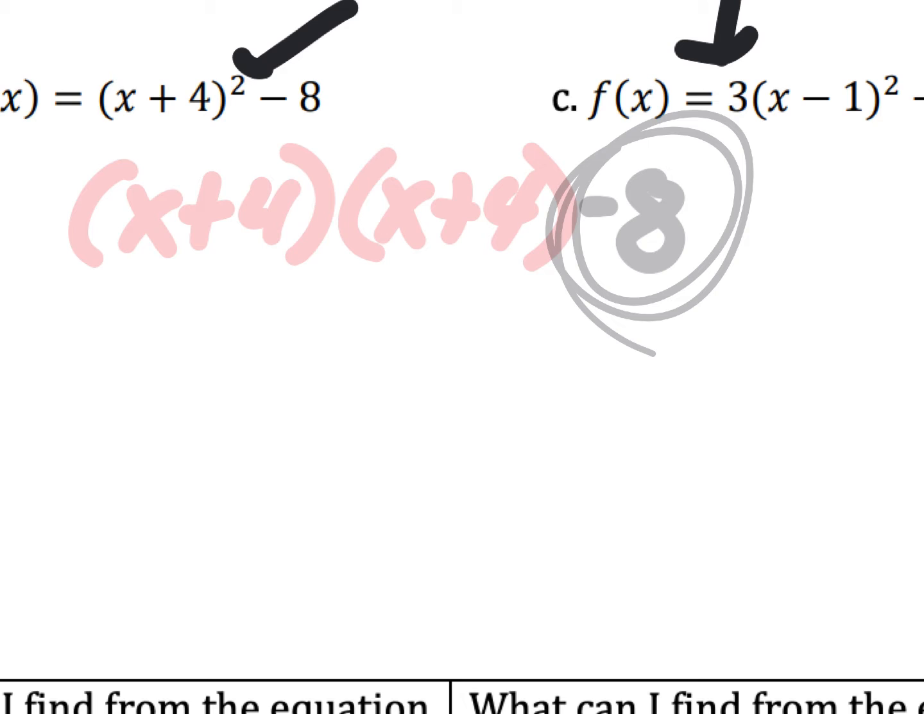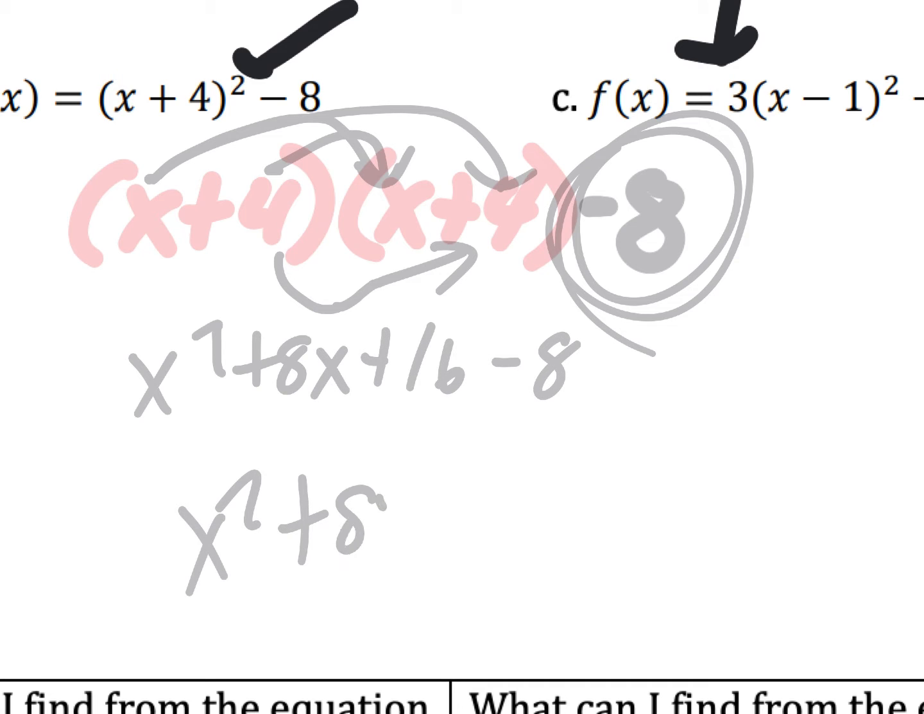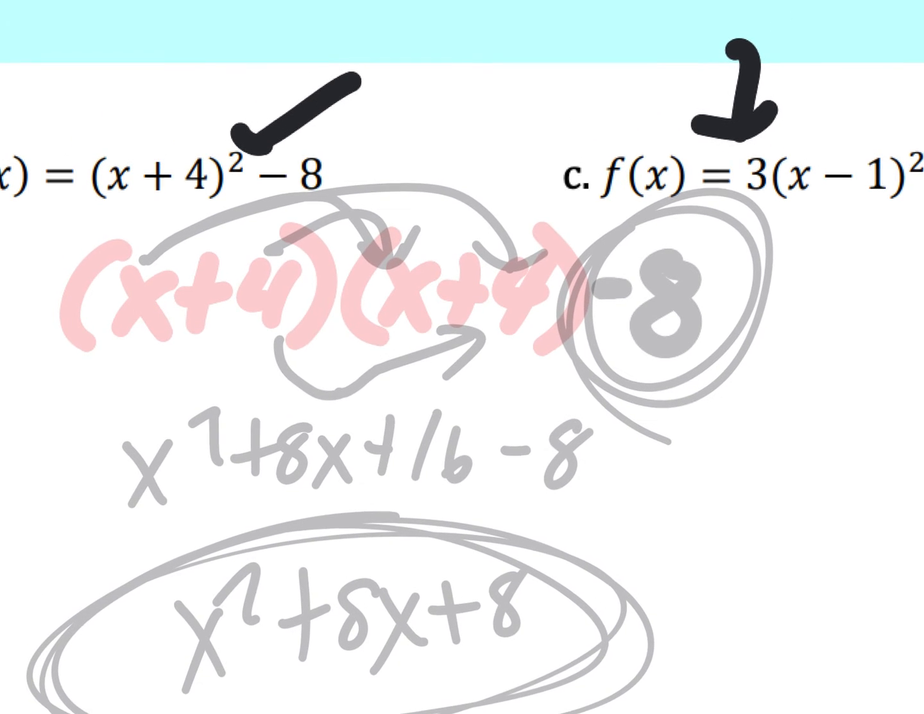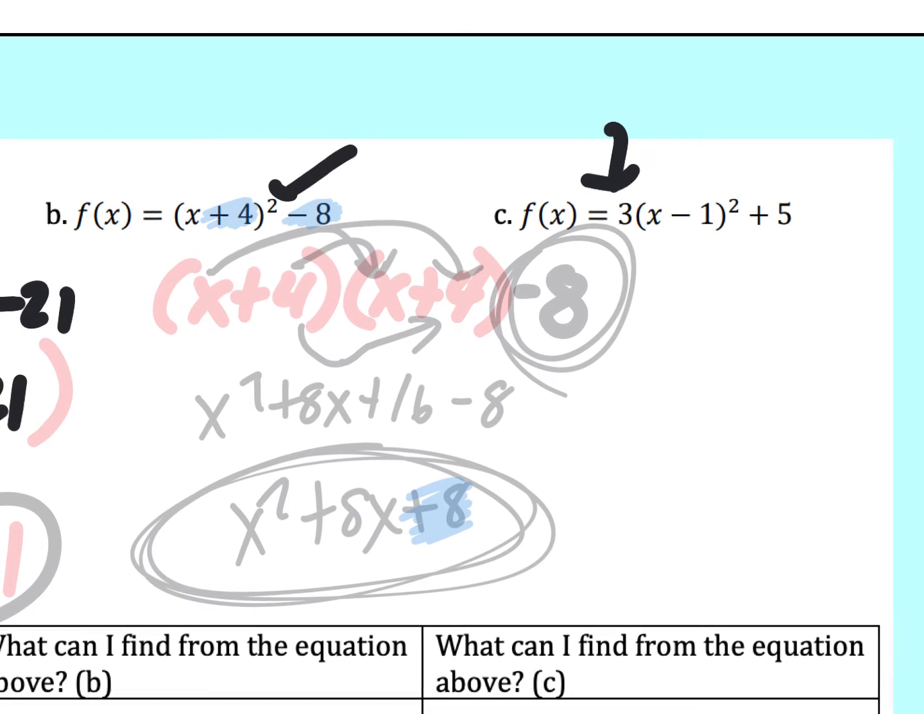From here, it was a good start, and now I can multiply this times this, and this times this, and this times that, and this times that. There we go. And I get x squared plus 8x plus 16, and then minus 8. X squared plus 8x plus 8. There it is. You could argue this was better because I had the vertex. But maybe you wanted the y-intercept. What was the vertex on this one? -4, -8.